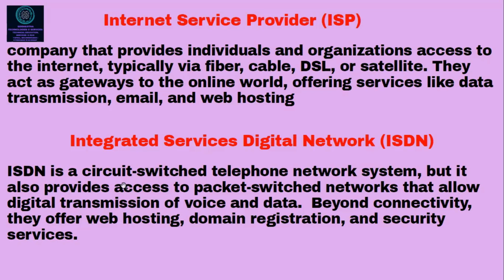And what is ISDN? ISDN is a circuit switched telephone network system, but it also provides access to packet switching. In the older type of telephone network, we used to have an ISDN network, and we used to get our signal through a packet switching network that allows digital transmission of voice and data. So packet switching is nothing but what we use for voice and data transmission. Beyond connectivity, they offer web hosting, domain registration, and security services. So that is ISDN. You should remember what is ISP and what is the difference between ISP and ISDN. That's why I've kept it.